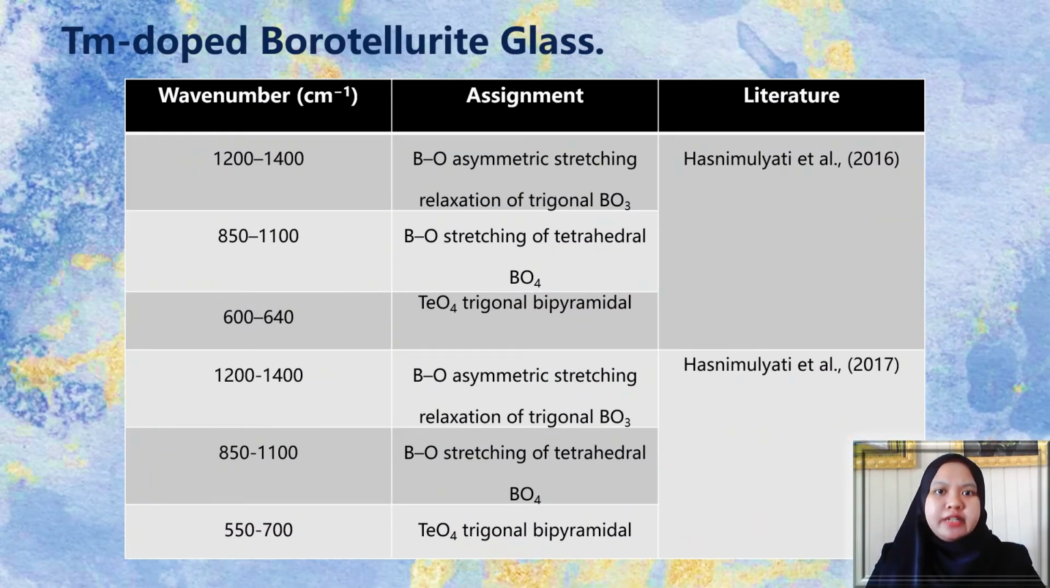Additionally, borotellurite glass can be classified into two classes, which are borate oxide and tellurite oxide. According to the article written by Hasim Mulyati 2016, the peak allocated for BO3 appeared at 1200 until 1400. Next, the peak in the range 850 until 1100 is attributed to the BO4 stretching mode of tetrahedral boron coordination, and the band in the range 600 until 640 is attributed to TeO4. This data is also in agreement with their next research in 2017.